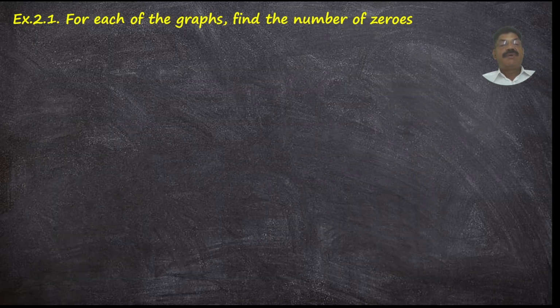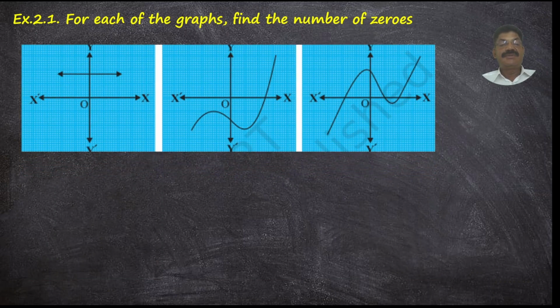Now exercise 2.1. For each of the graphs, find the number of zeros. The first diagram is a straight line parallel to the x-axis. Therefore, it will not touch the x-axis. Therefore, the number of zeros is equal to 0. In the second case, the graph touches the x-axis at one place. Therefore, the number of zeros is equal to 1.